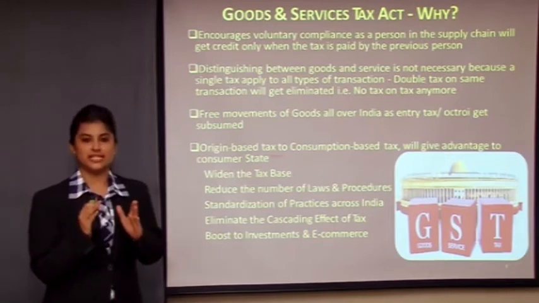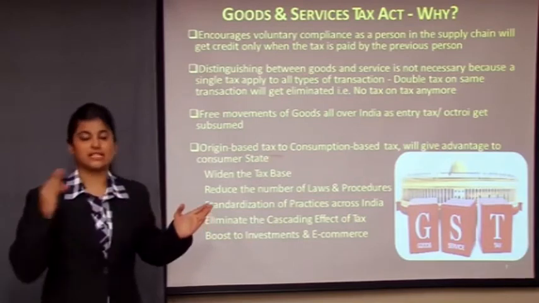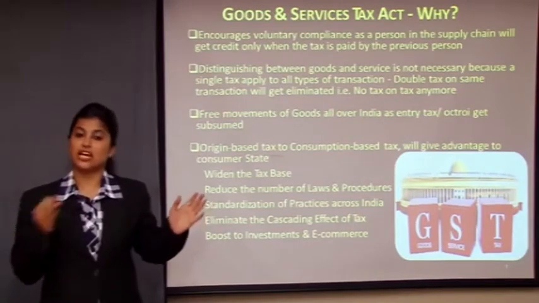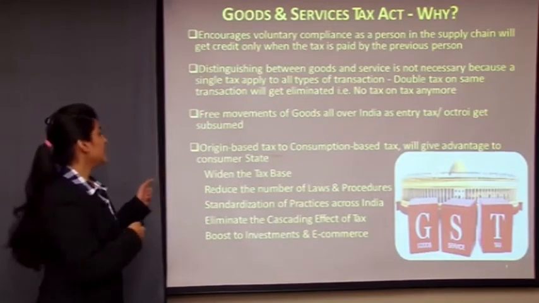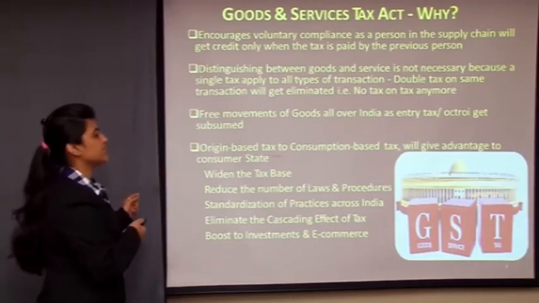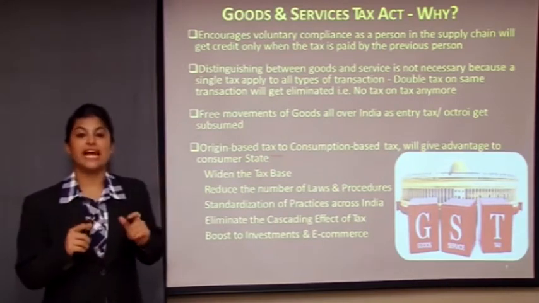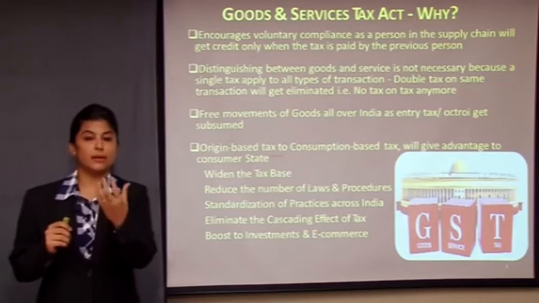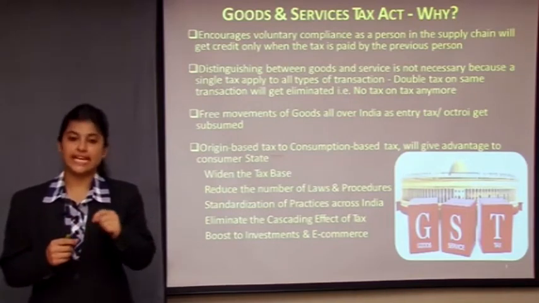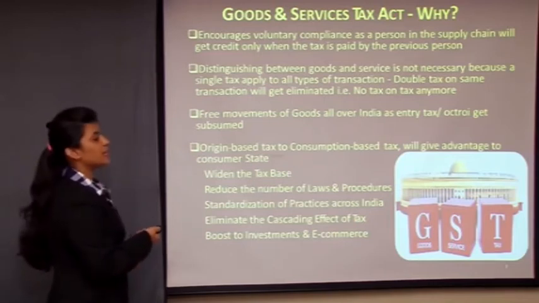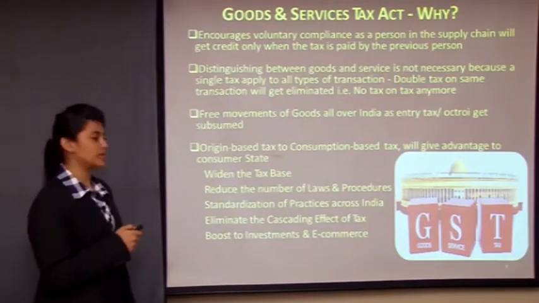Origin-based tax to consumption-based tax will give advantage to the consumer state. Before GST was levied, it was known as origin-based tax, central tax and state tax. So these were differently treated. But now, when GST has been levied, it has changed from origin-based to consumption-based. When we read in the definition, the tax will be levied by the state where the final consumption takes place. Because of that, it is known as consumption-based tax, and it will give advantage to the consumer state.